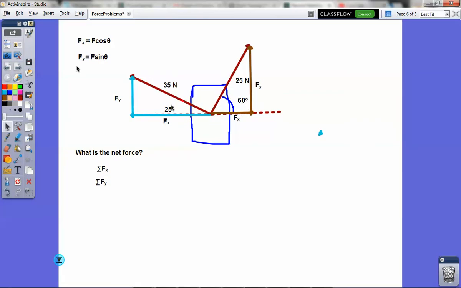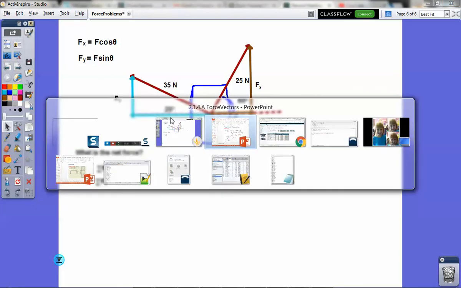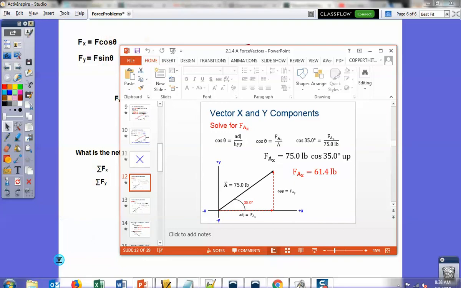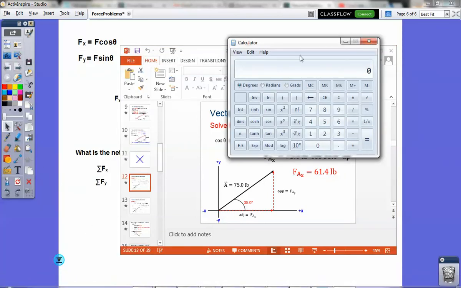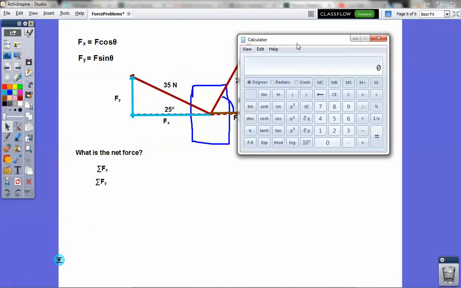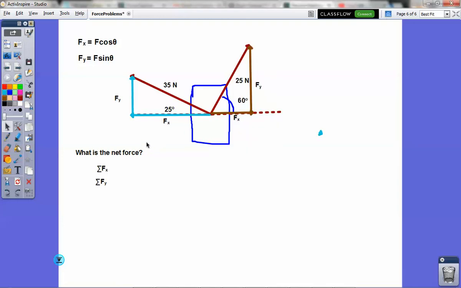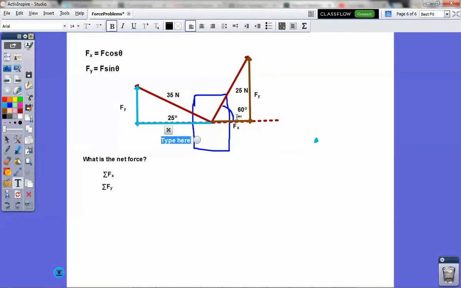So for this force here, if I just want to find the x component, I just need to do 35 times the cosine of 25. I must have closed the calculator. Once you get the hang of the formula, you just need to plug it in. The force value is 35, the angle is 25, so we do 35 times the cosine of 25, and we get 31.7. That's this force right here, and since it's pointing left, I'm going to make it negative, 31.7 newtons.